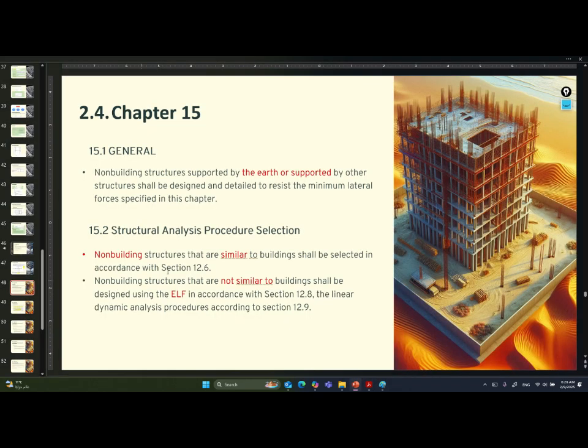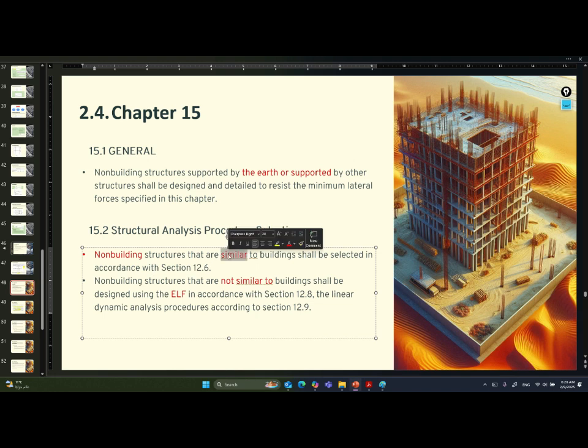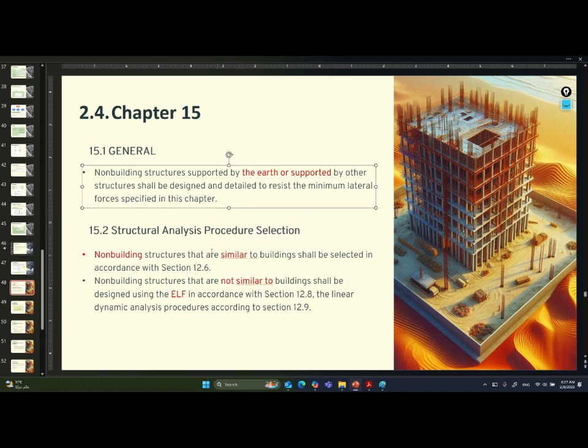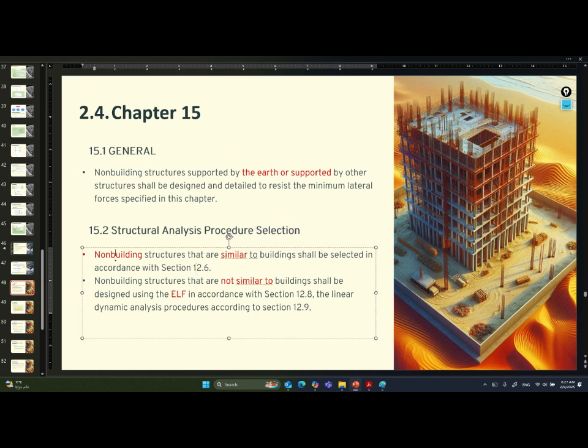Okay. Also, structure analysis procedures. It is very interesting in this part. Because if I have a non-building structure that is similar to a building, like a structural building or a process structure, it carries equipment and is used for operation and maintenance, so it will behave the same as a building. Also, I have the same resisting systems. I am using like special moment frame, I am using a concentric braced frame. So it will have a selection. This one can be designed according to the effective length method according to chapter 12.